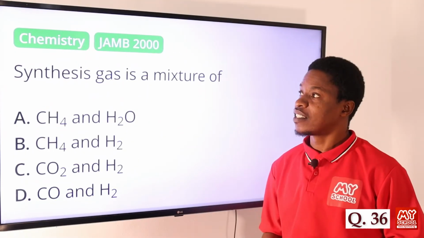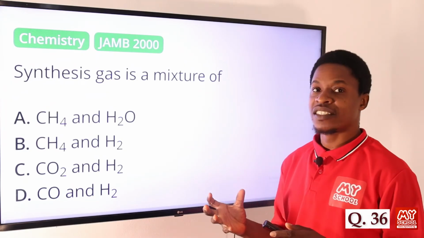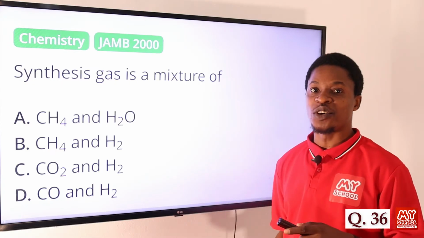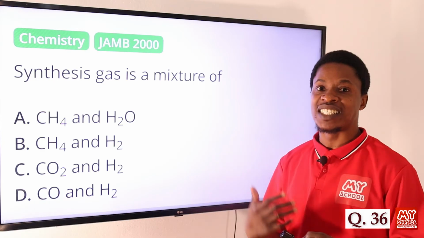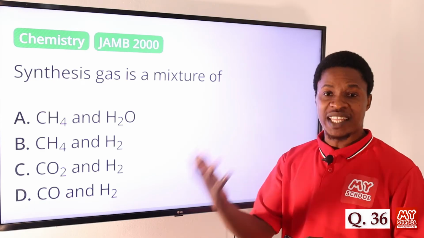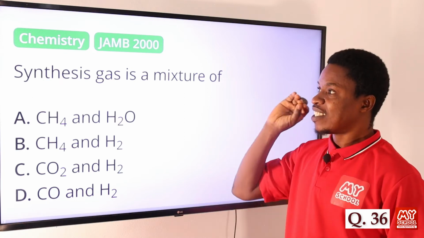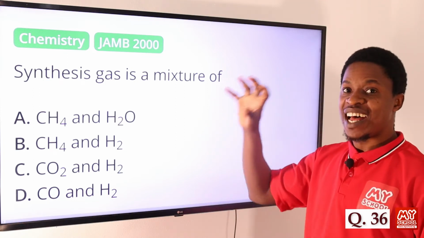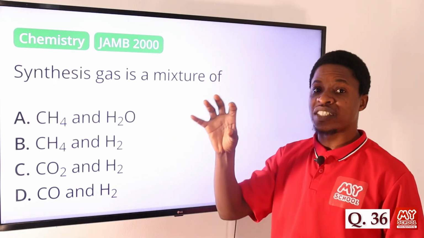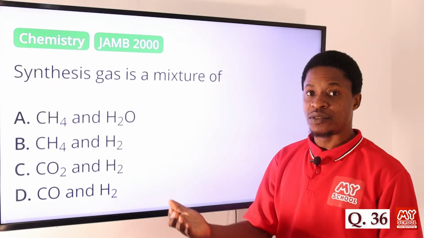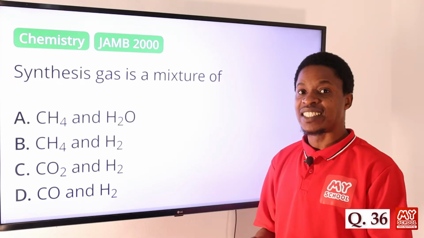Question number 36. Synthesis gas is a mixture of what? In other words, synthesis gas is also known as water gas, because it is used in the synthesis of methanol and other hydrocarbons. So usually, synthesis gas is also known as water gas, and it is a mixture of carbon monoxide and hydrogen. That is what forms water gas, carbon monoxide and hydrogen.